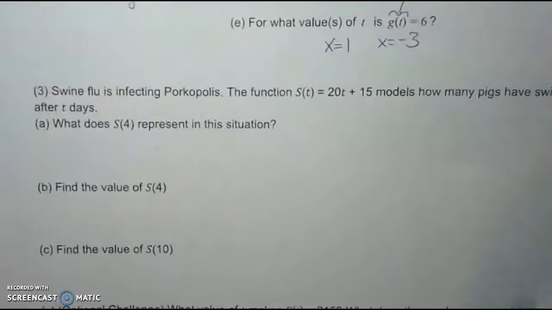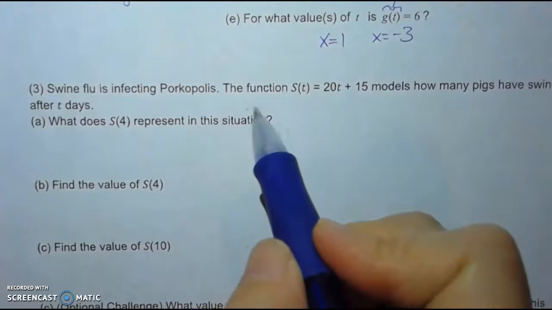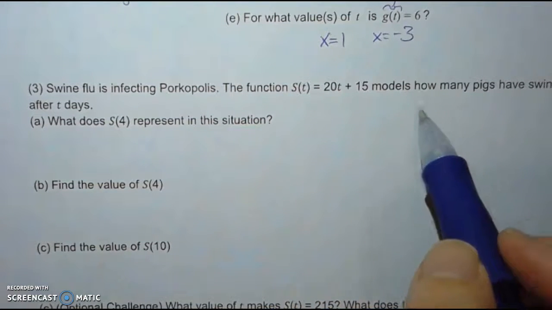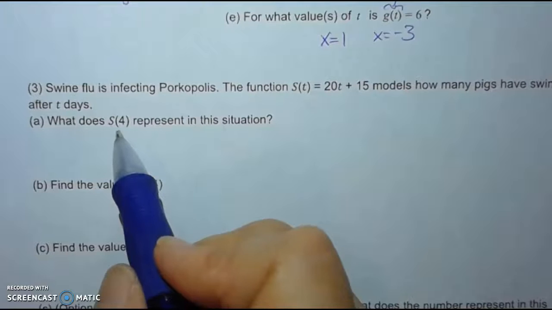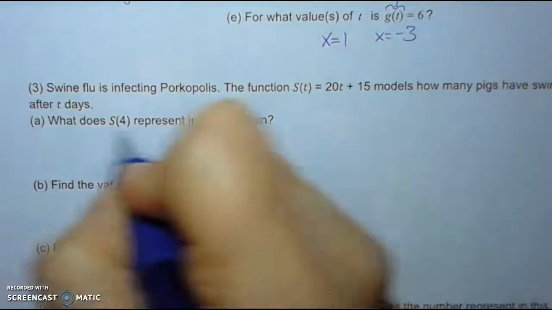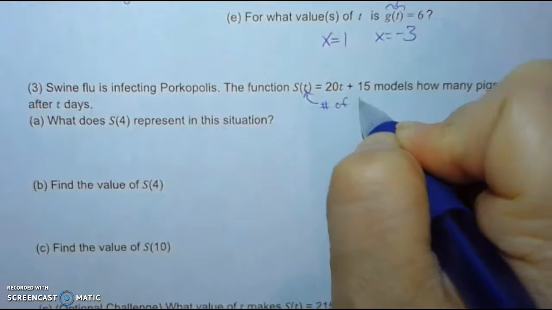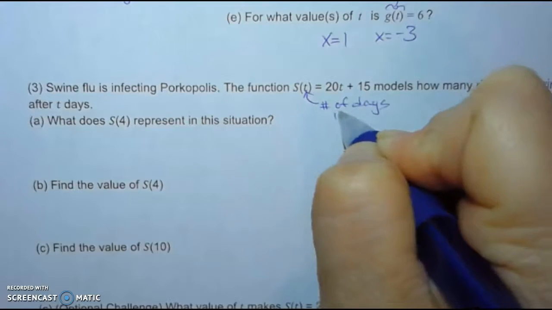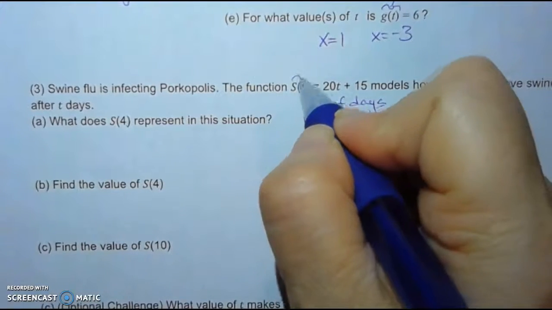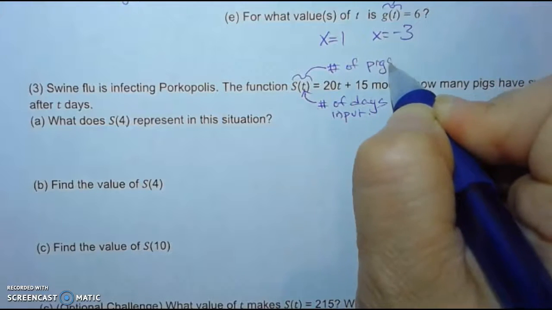Great. All right, then the next question is, the swine flu is infecting pigs. The function S of t equals 20t plus 15 models how many pigs have swine flu after t days. What does S of 4 represent in this situation? So t is number of days, and that's the input. So S of t together represents number of pigs infected.